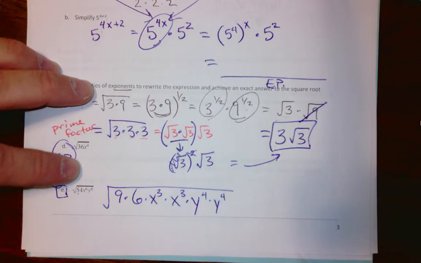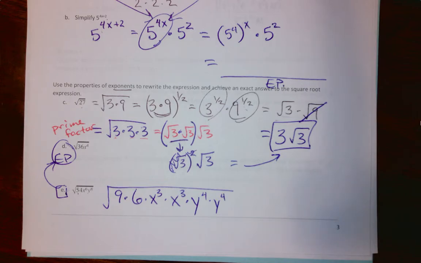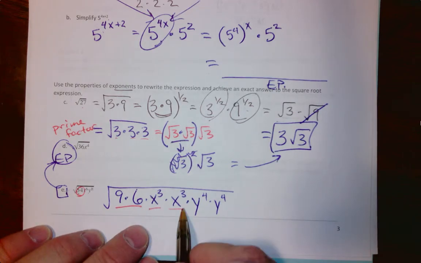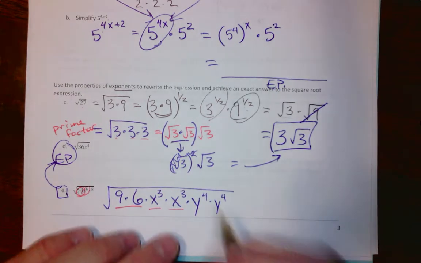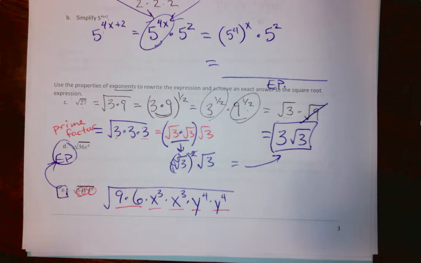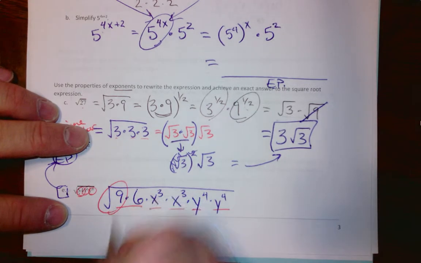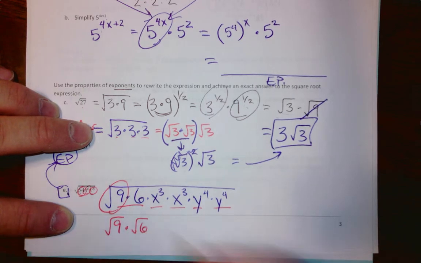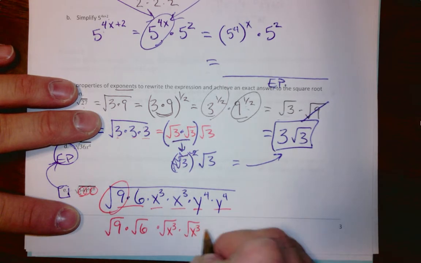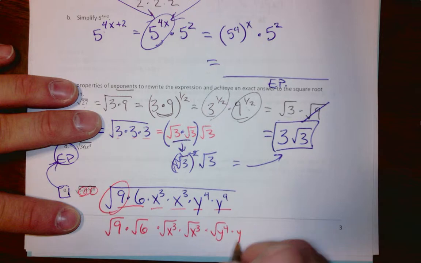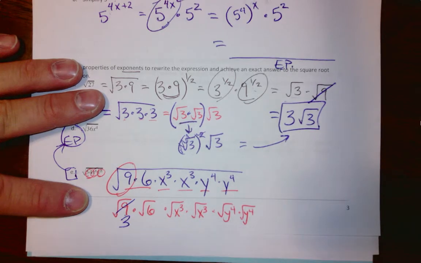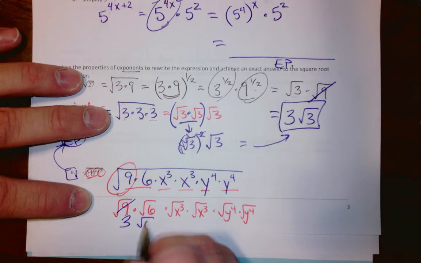So square root everything. Now the trick with this one is that 9 times 6, that's still 54. No laws are broken. x to the 3rd times x to the 3rd is x to the 6th. No laws are broken. y to the 4th times y to the 4th is y to the 8th. And then we can cleverly split and group and combine. I can put square root 9 times square root 6 times square root x to the 3rd times square root x to the 3rd times square root y to the 4th times square root y to the 4th. And thinking about it, square root 9, well, that's just 3. Square root 6 doesn't have a nice answer, so leave it.